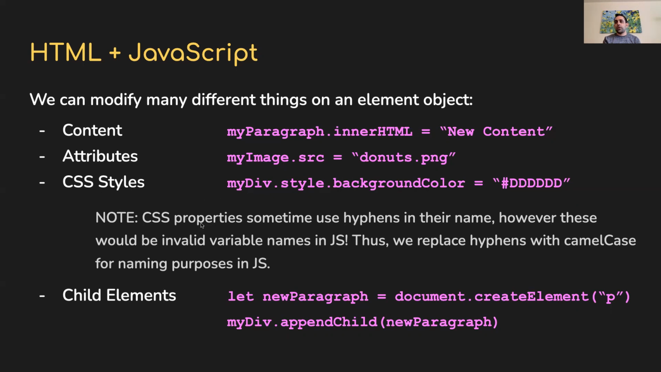One thing I want to note here: CSS properties sometimes use hyphens, right? One example is background color. If you're writing just CSS, it's going to be background dash color, all lowercase. But if you want to access the style in JavaScript, dashes are not valid for variable names. So the convention is instead of using dashes, we convert to camel case. So background-color becomes backgroundColor, with an uppercase C, to access it through JavaScript. That's how the properties are named. Just keep that in mind if you are messing with styling.